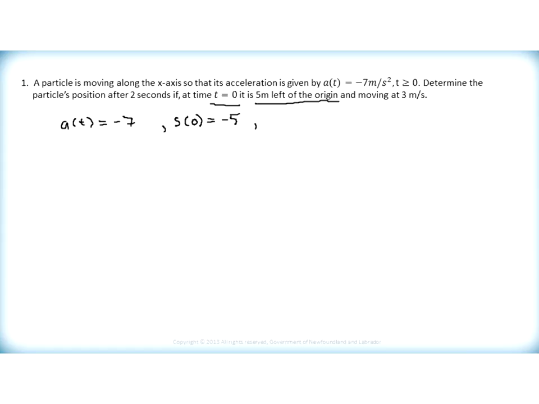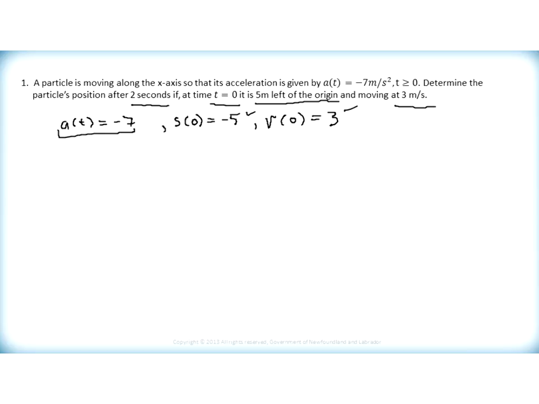And we're also told here that at that time we're moving at 3 meters per second, so our v of 0 is moving to the right, a +3. So based on those three things, acceleration being constant, we have to determine the particle's position after 2 seconds. So we need a position function. We're going to have to take 2 antiderivatives to get there, and we're going to have to use 2 initial conditions to get rid of those arbitrary constants.